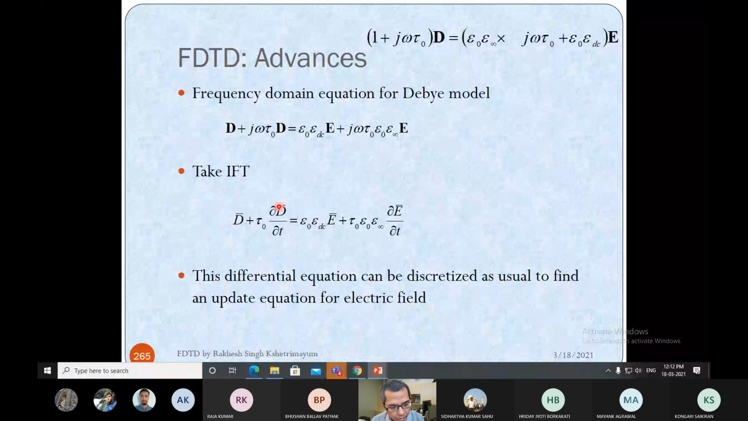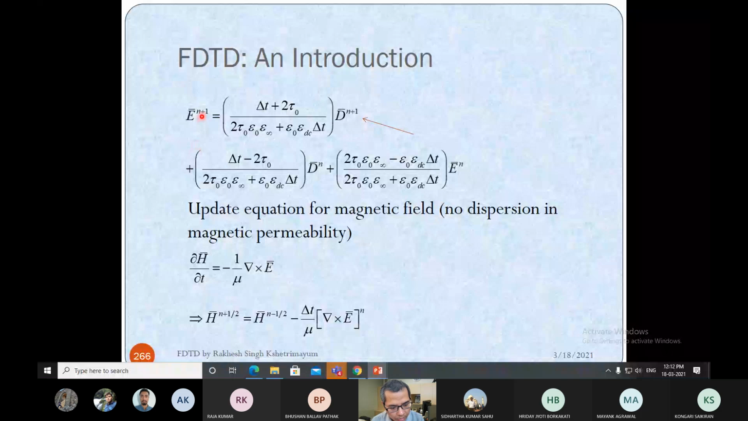If I want to find E n plus 1, then I need to find D n plus 1, D n and E n. So D n and E n are the previous time instant values of D and E, but we do not know what D n plus 1 is because this is at the same time instant. So how do I find this D n plus 1? If I know D n plus 1, D n and E n, I can find out E n plus 1. So I need to know D n plus 1. If I want to know D n plus 1, I need this equation here. This is one of the Maxwell equations.